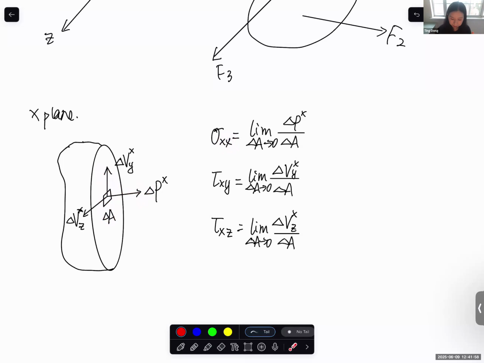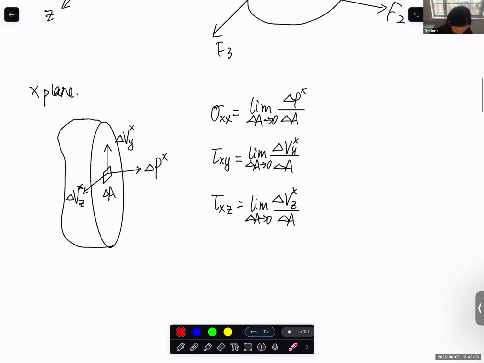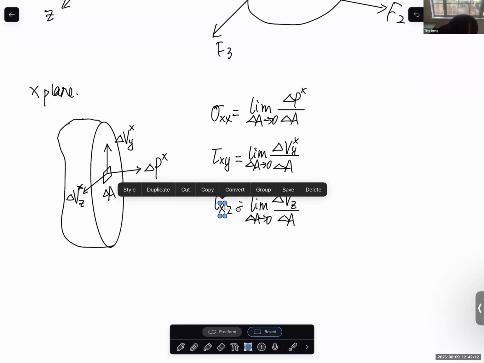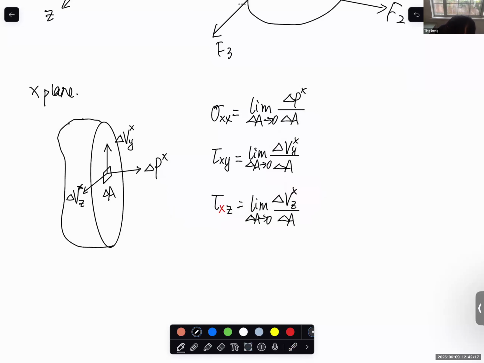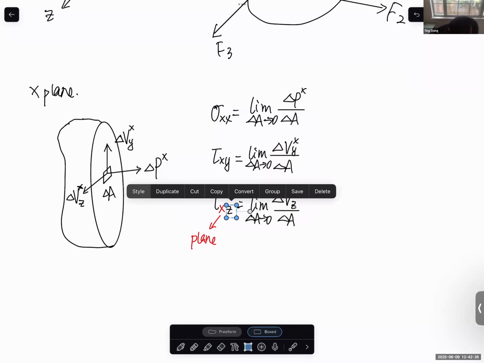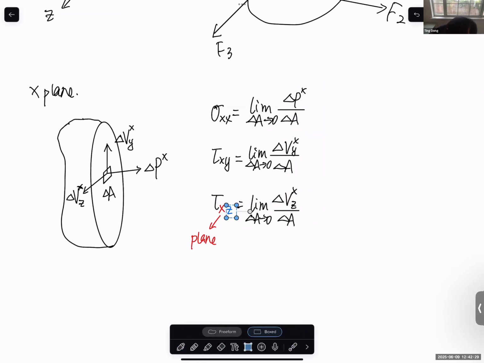So in some texts, they just use one subscript to simplify this. But we should know that, especially with shear stress, the first subscript is always the plane, and the second subscript is always the direction.